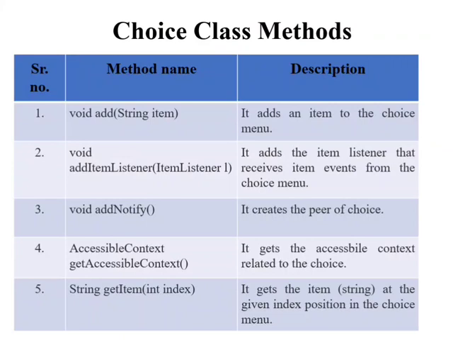Then the Choice class methods. void add(String item) adds an item to the choice menu. void addItemListener adds the item listener that receives the item events from the choice menu. void addNotify creates the peer of the choice. AccessibleContext getAccessibleContext gets the accessible context related to the choice. String getItem(int index) gets the item string at the given index position in the choice menu.